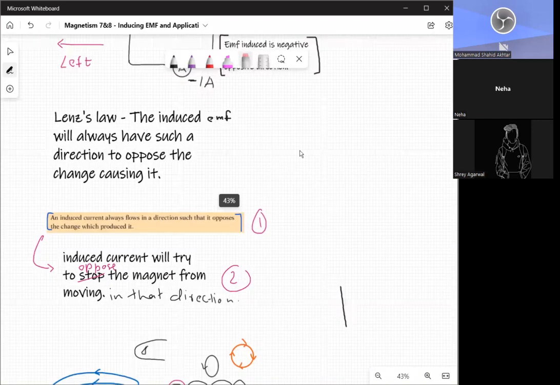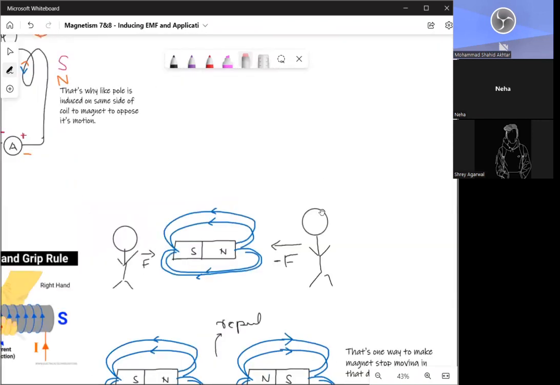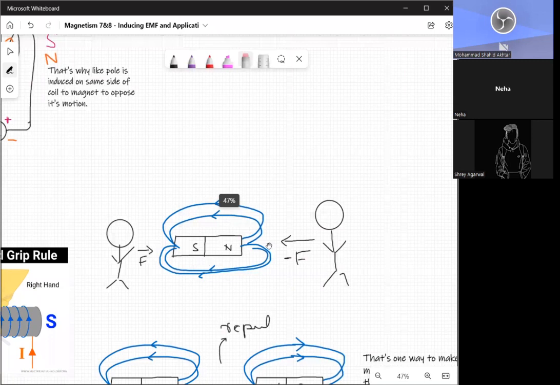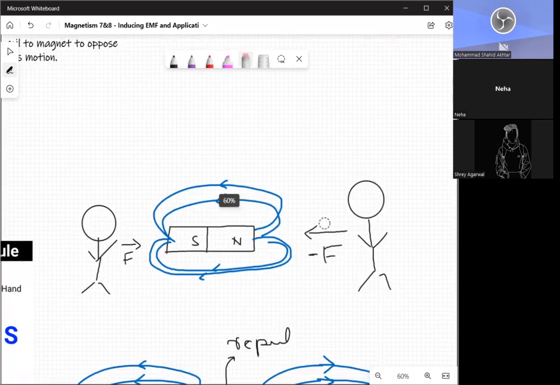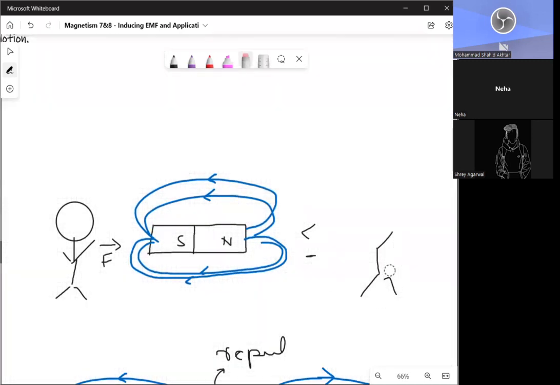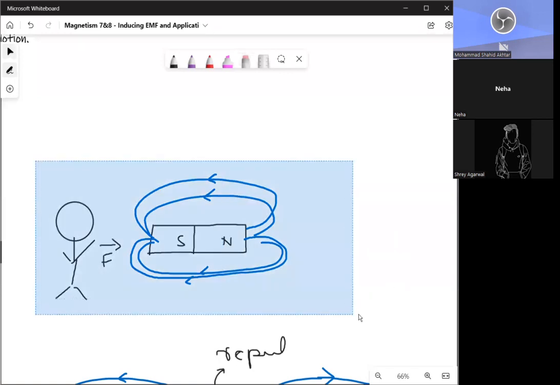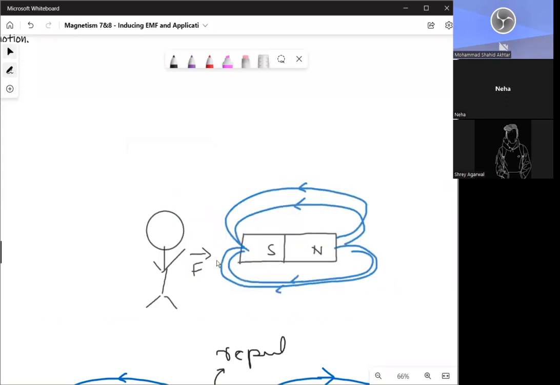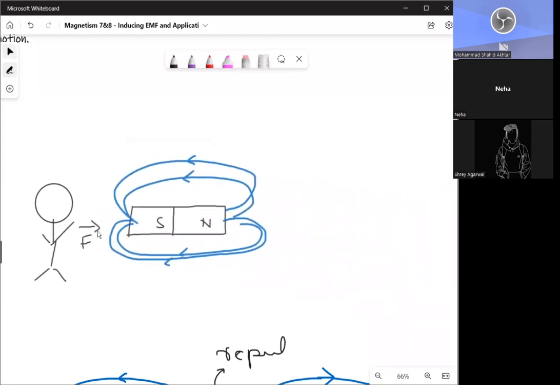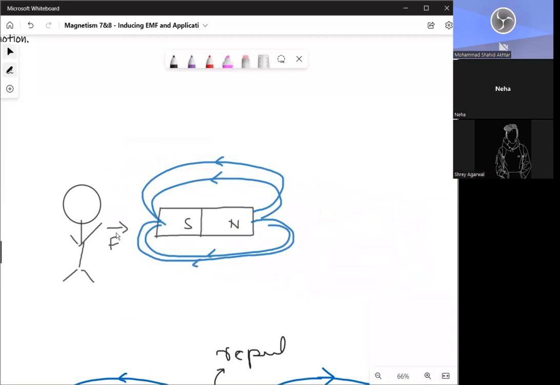Now look at one example right here. We have two people. Let's forget this guy for a second. Let's remove this. Now this is me, and I'm pushing the magnet to the right. Let's see how it looks. I'm going to the right. This is how it's moving. Now, if I want to stop it from going to the right, what will I have to do?